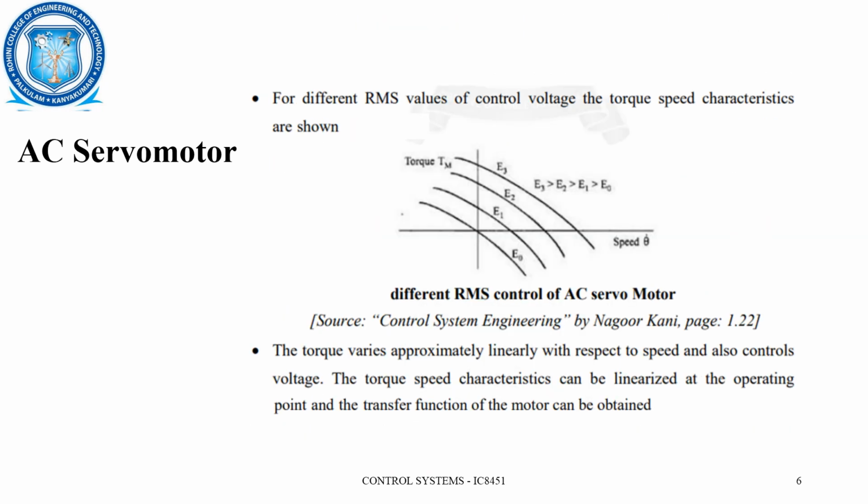For different RMS values, the diagram is represented. Here, the E3 value will be the maximum voltage, while the E0 value will be the minimum voltage. So we can see the torque speed characteristic differences. The torque varies approximately linearly with respect to speed, and also based upon the control voltage value. The torque speed characteristics can be linearized at the operating point, that's the Q point, and the transfer function of the motor can be obtained at that point.